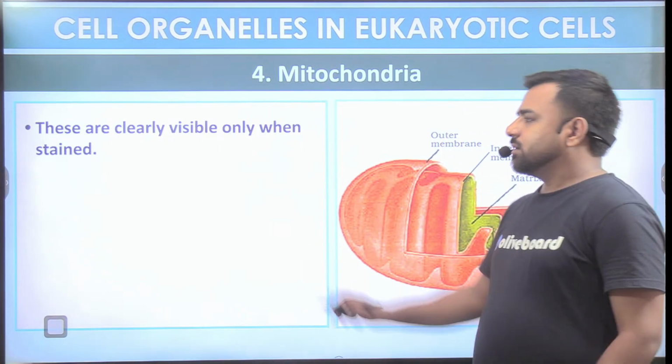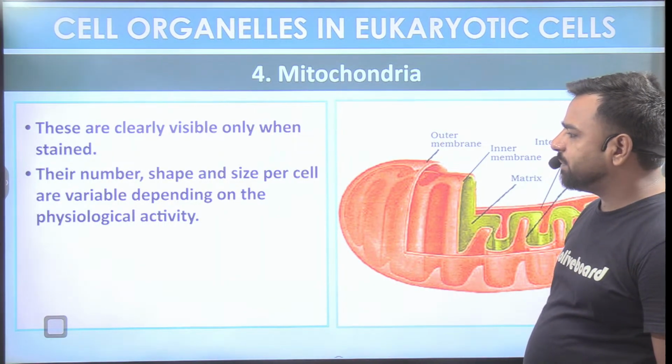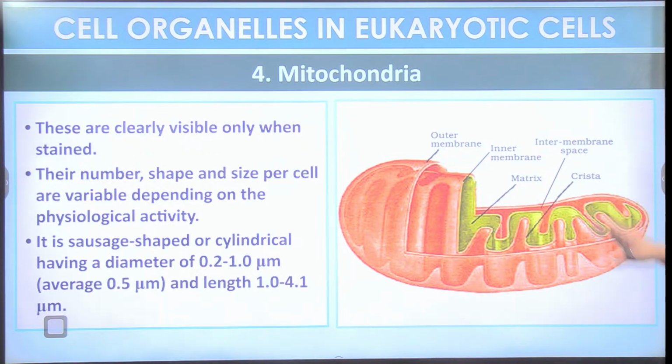Okay. So here, their number, shape, and size per cell are variable depending on the physiological activity. It is a sausage-shaped structure, as you can see, having a diameter of 0.2 to 1 micrometer and a length of 1 to 4.1 micrometer.